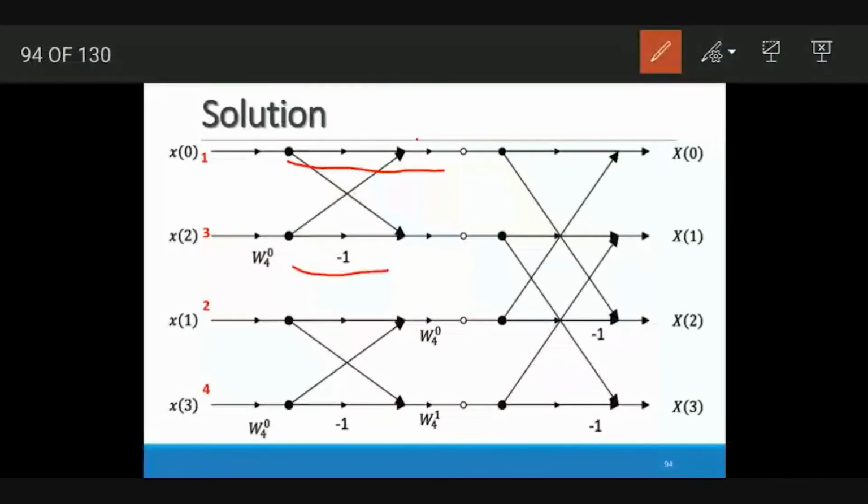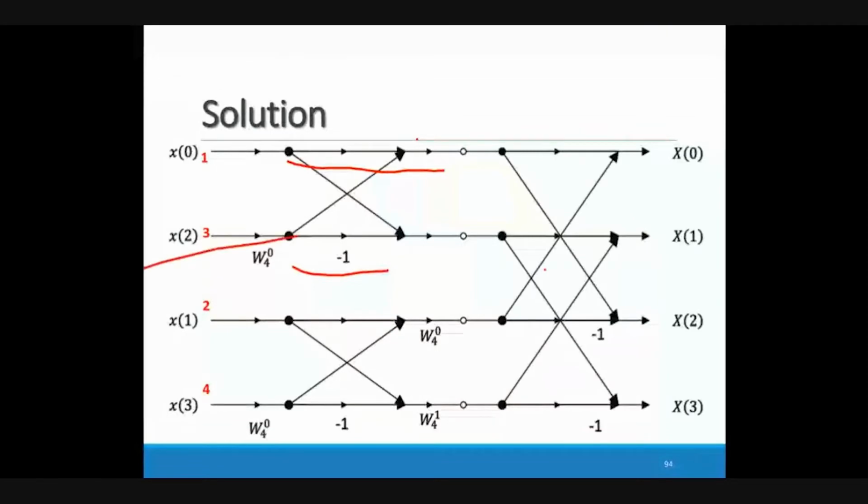So when you sum both of these, here you are getting the summation, that is 1 plus 3. 1 plus 3 is equal to 4. Because x of 0 is equal to 1, we are adding that with x of 2. So that is 1 plus 3. Your answer is 4 for that particular place.